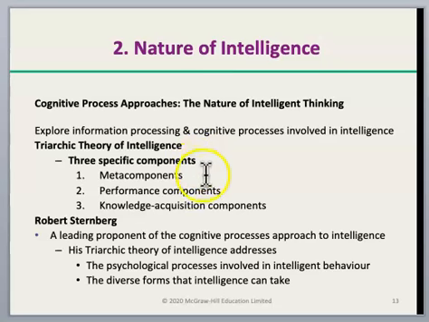The three specific components are the three classes of cognitive processes that underlie each type of intelligence. So the meta components are the higher order processes used to plan and regulate task performance. This involves problem solving skills, identifying problems, formulating hypotheses. It's the planning stage, right? So Sternberg believes that the meta components are the fundamental source of individual difference in fluid intelligence.